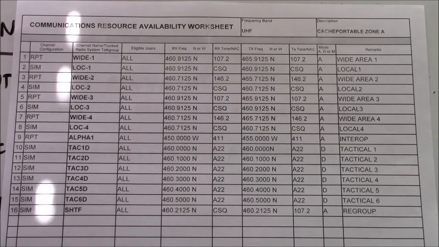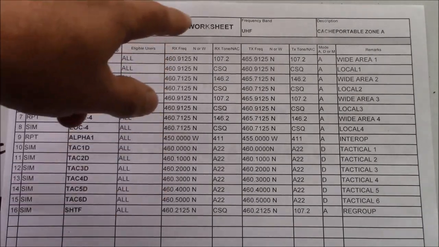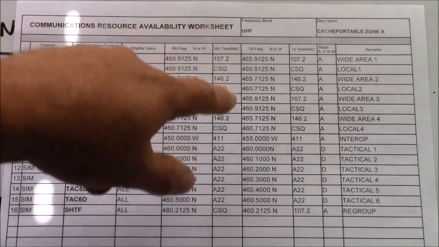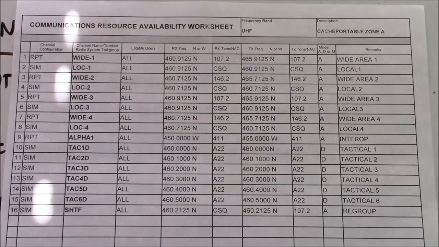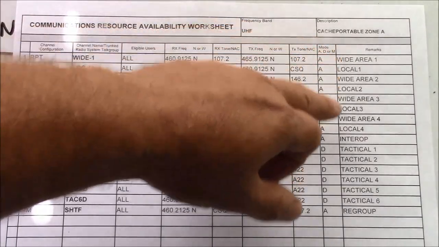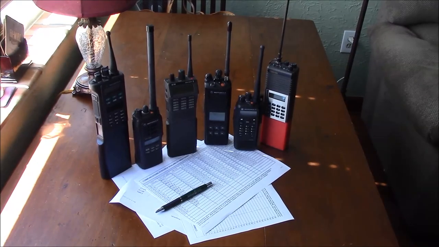If you want to delineate which users you want to use a certain resource for, you can go ahead and put that on here. And then you put your receive frequencies and selective signaling protocol, transmit frequencies, selective signaling protocol, and you can specify whether it's an analog or digital channel. And you can go over here and add remarks for any notations or specific information for the channel in question or the frequency resource you are considering using. Knowing and organizing your resources is the first step in establishing an effective communications plan.